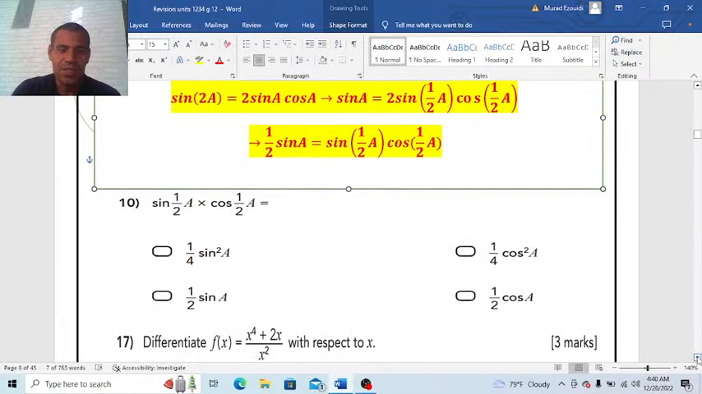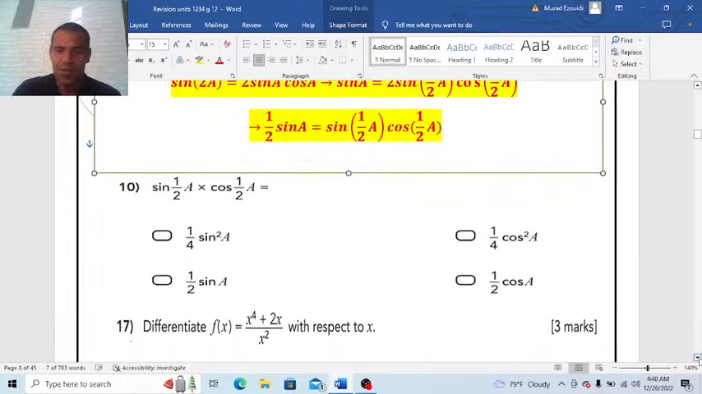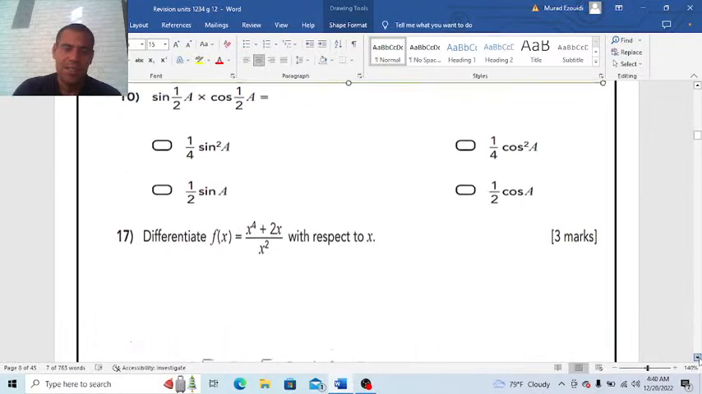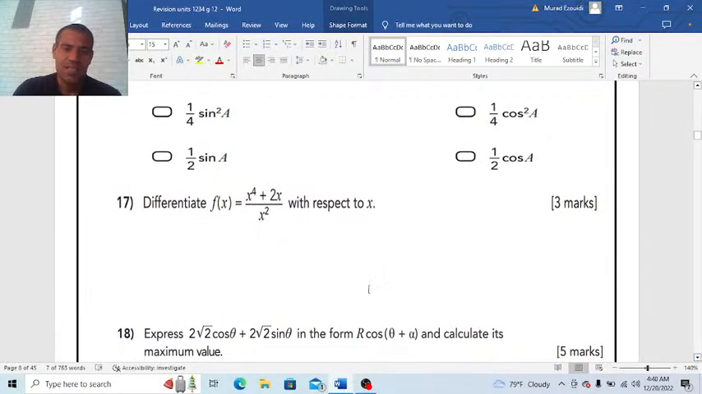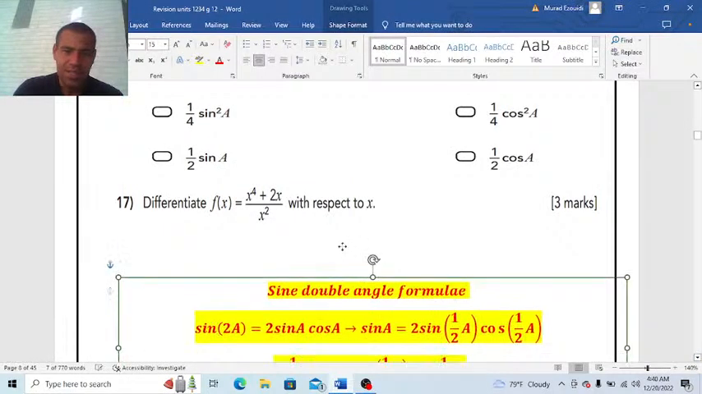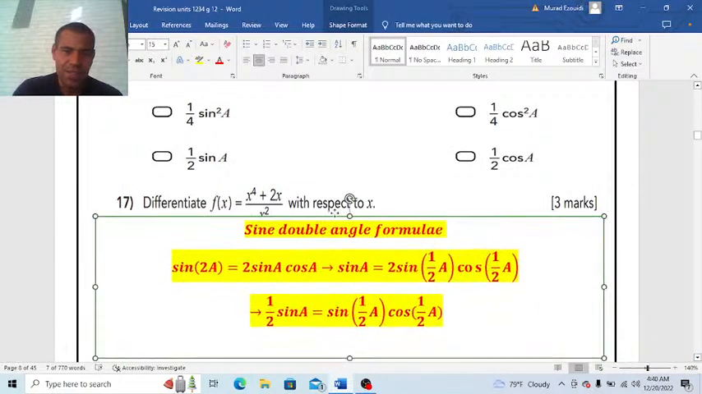For the next question, try to find the first derivative of f of x, which is x to the power 4 plus 2x over x squared. Here my learners, it's very easy. I will just write my function here.